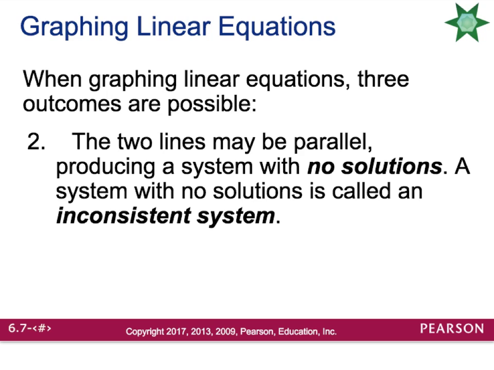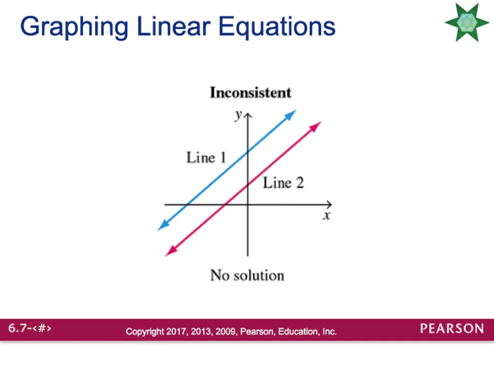Sometimes when you graph the 2 lines, they're parallel, which means they never cross each other. Parallel lines will have no solutions, and when something has no solution, it is called inconsistent. When you look at the graph of the 2 lines, they're going to run side by side and never intersect each other.